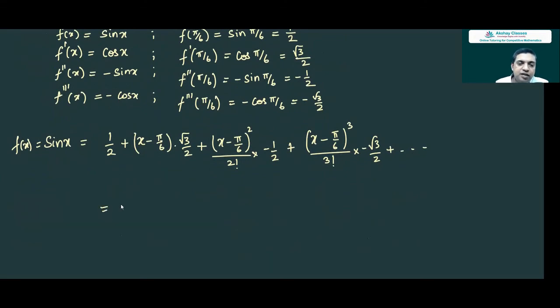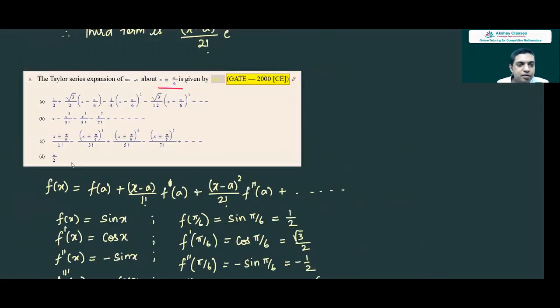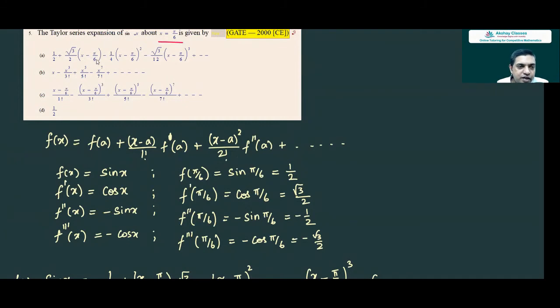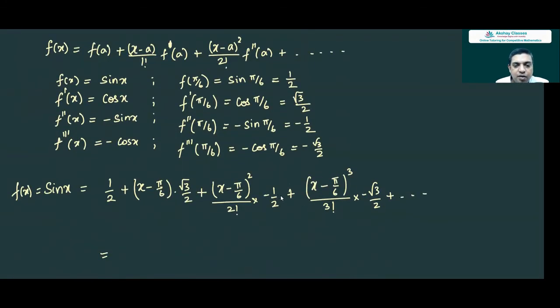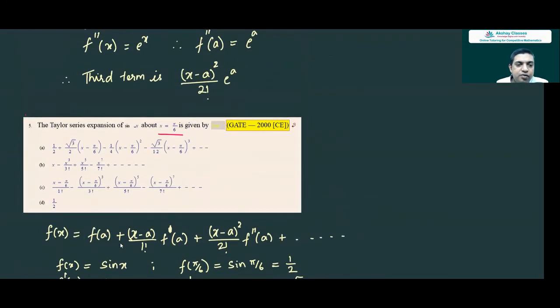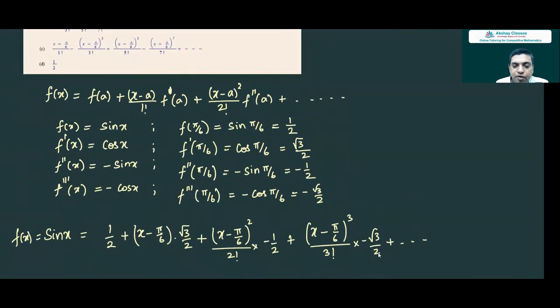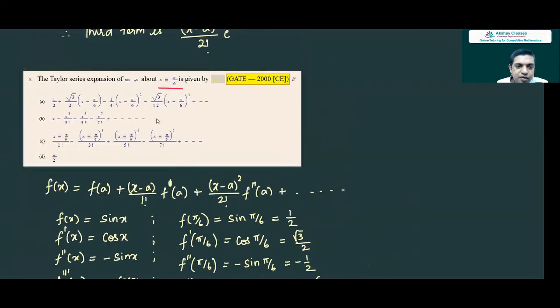So now we can observe which one is the right answer. So you can see here half plus root 3 by 2 into x minus pi by 6 minus 1 by 4 into x minus pi by 6 whole square minus root 3 upon 12. 3 factorial is 6 multiplied by 2 is 12. So minus root 3 upon 12 x minus pi by 6 whole cube. So this is the correct answer.